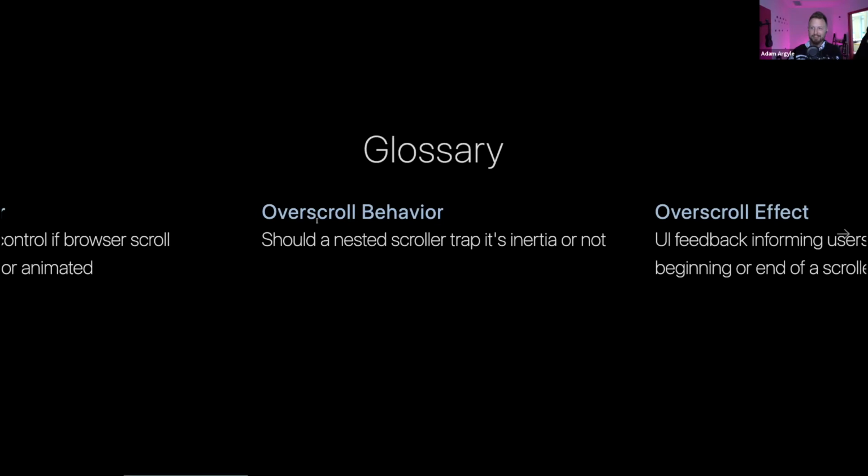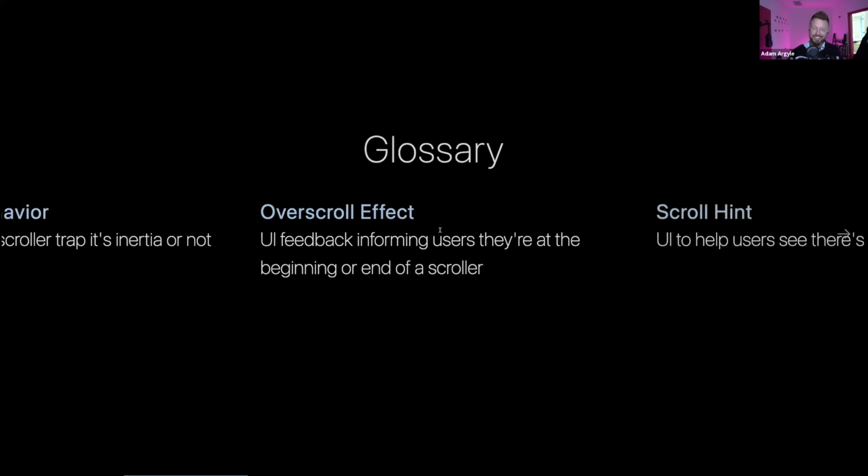So we had scroll behavior, now we have overscroll. Overscroll meaning what happens when you're at the edge and you continue to try to scroll. And this is where you can say, should a nested scroller trap its inertia or not? This is the way I like to think about it, because if you've got overscroll behavior set to contain, as you try to continue scrolling somewhere, it won't leak out. And I'll show a demo of this later, but just know the difference between scroll behavior and overscroll behavior. And then we have overscroll effect. So this is the UI feedback that a scroller will give to someone to let them know they're at the edge.